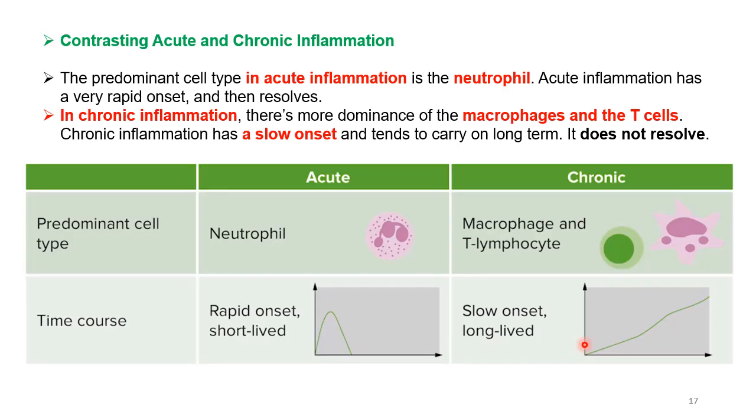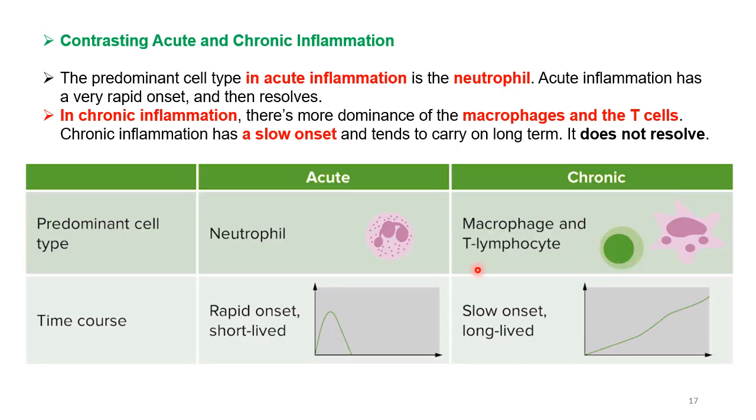Okay, so what happens with chronic inflammation? It starts slow, but then over time it keeps on getting worse and worse and worse, and it never stops. It's only going to get worse and worse until when? Until you die. Maybe not from the inflammation, but from something else. Nobody lives forever, right?